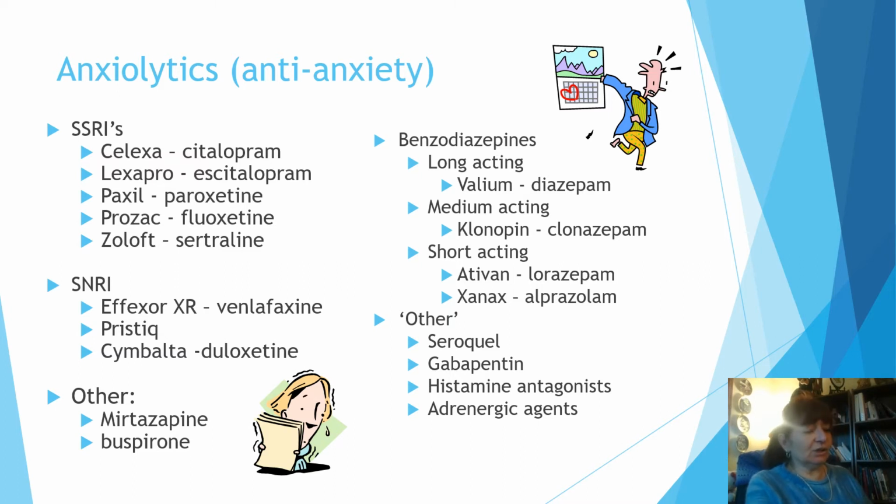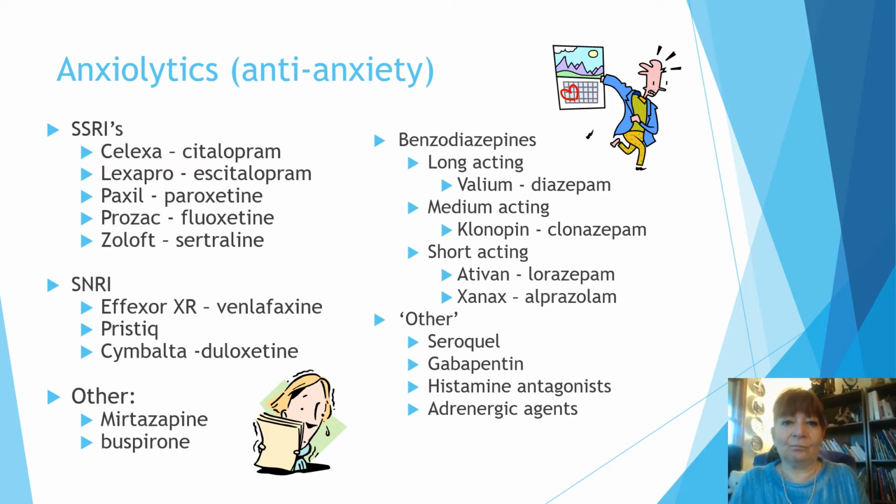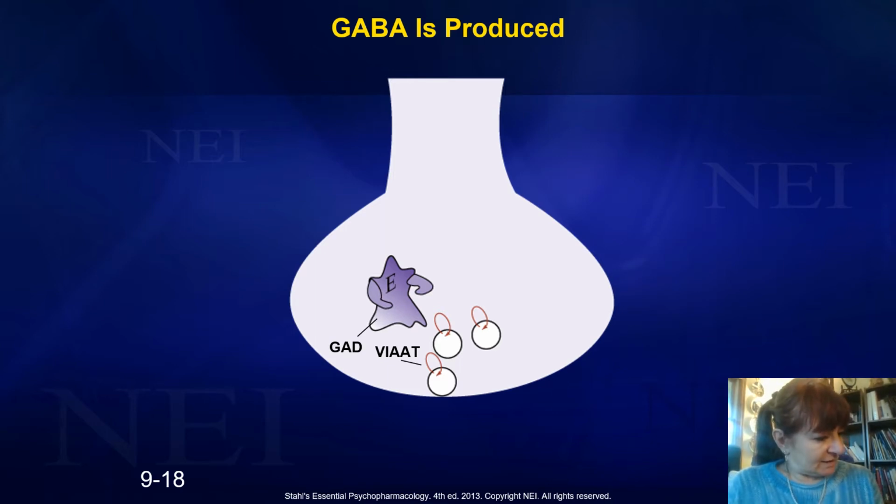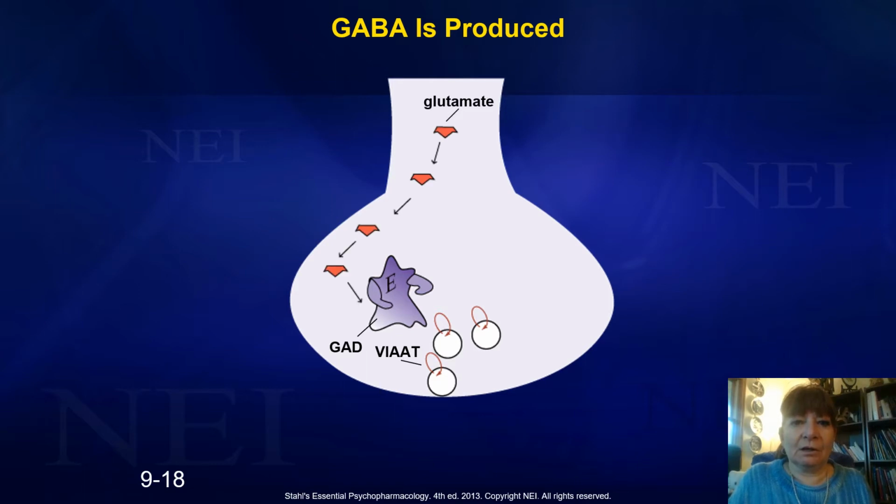Okay, so let's get into a little more of the physiology. Okay, so GABA is greatly involved in the process. GABA, think of the brake system of the nervous system. And so GABA helps slow us down when the anxiety is getting out of control. Okay, so GABA is also the site of action of the benzodiazepines.